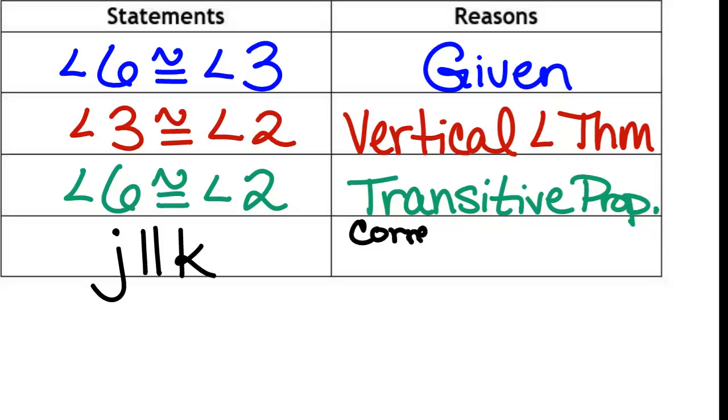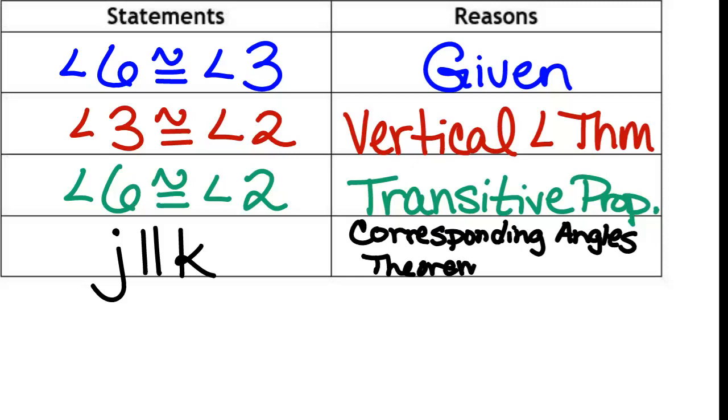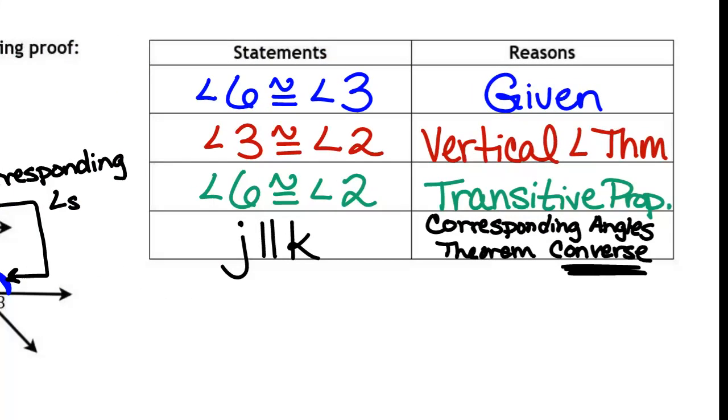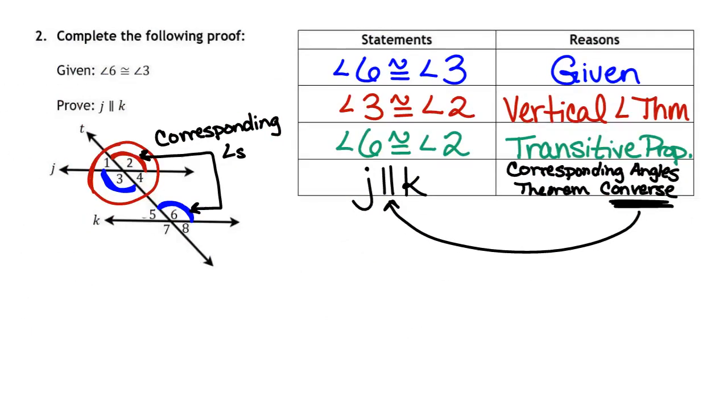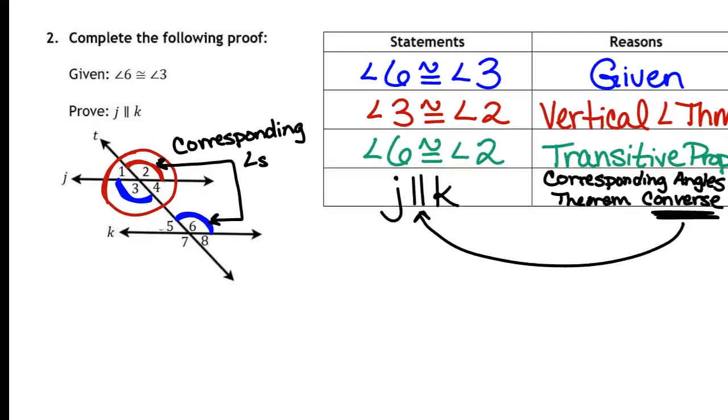corresponding angles theorem converse. Again, converse because we showed that the lines were parallel in the end. We started off by knowing about congruent angles, and we ended up making a statement about lines being parallel.